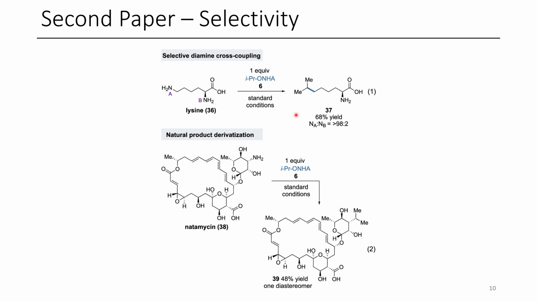They also showed that when lysine was used as a substrate, it had preferred reactivity at the terminal nitrogen of lysine rather than the amino group alpha to the carboxylic acid. They also showed that this would work on natamycin, a natural product, affording this isopropylated product in the presence of a large range of functional groups. Trying to make stuff like this would be really challenging unless you had the knowledge that this group had.